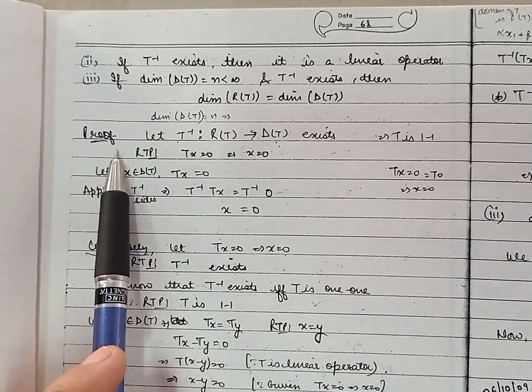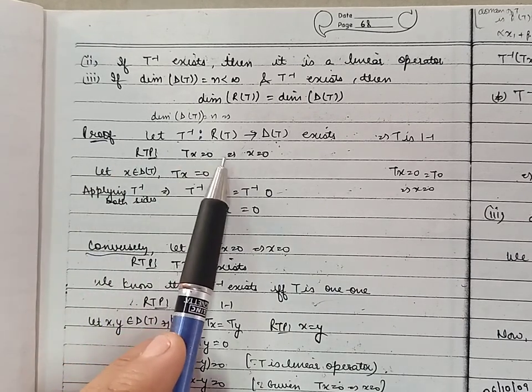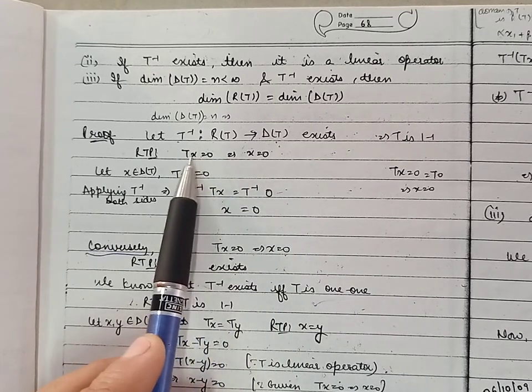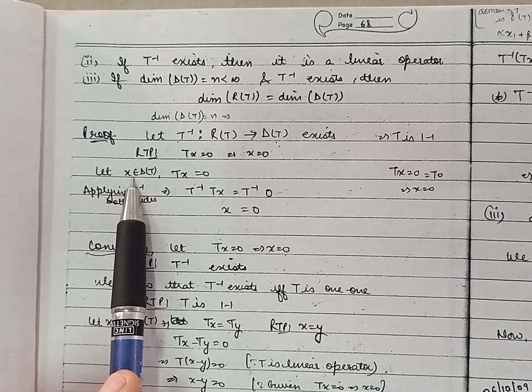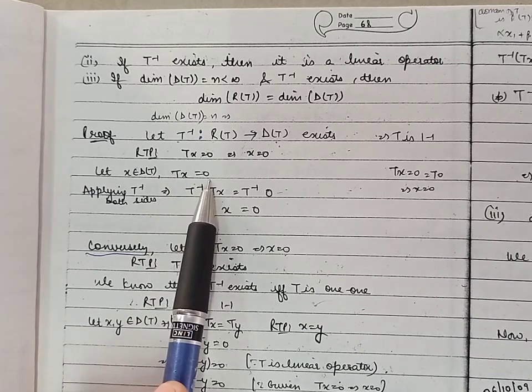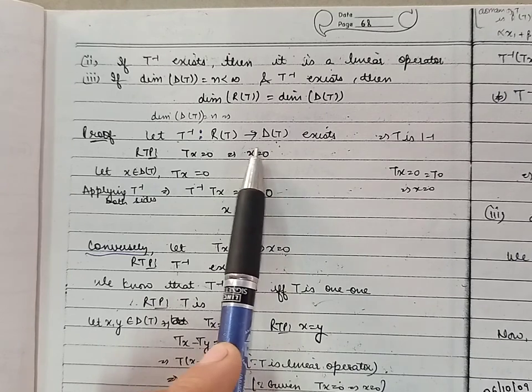In the first part, we are to prove that if T inverse exists, then Tx is equal to 0 implies x is equal to 0. Here x belongs to the domain of T. So let us take x belongs to the domain of T and the image of x under T is equal to 0. We are to prove that x is also 0.